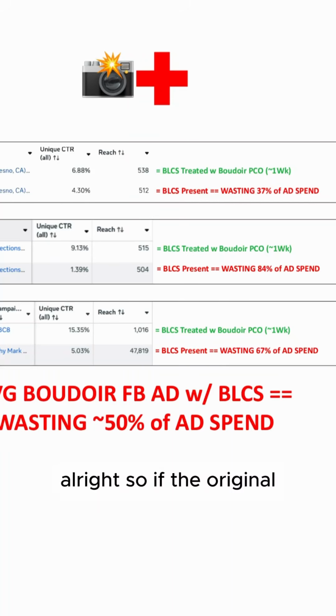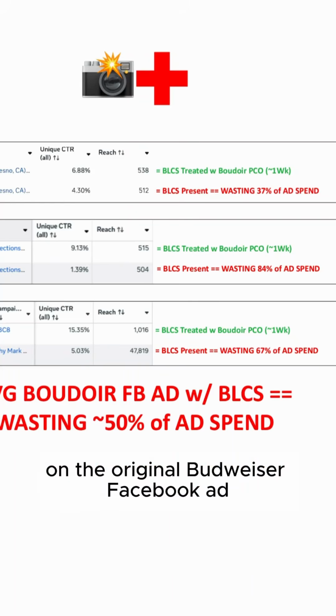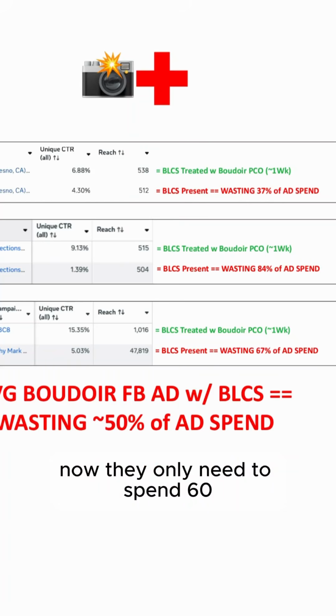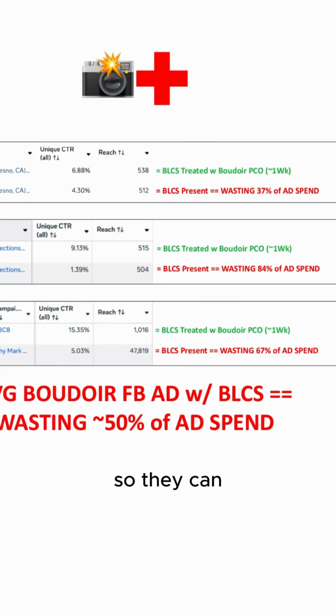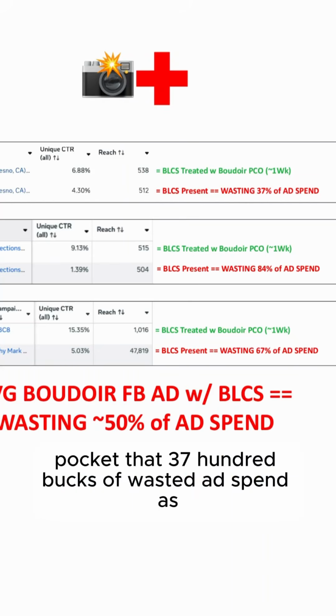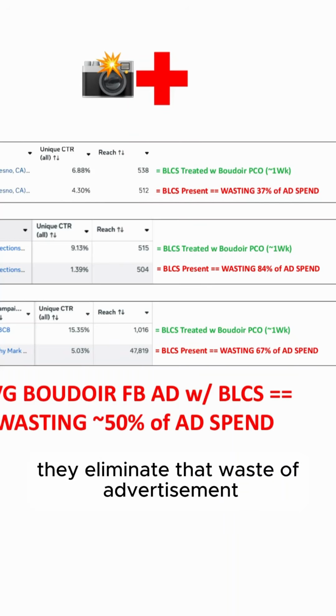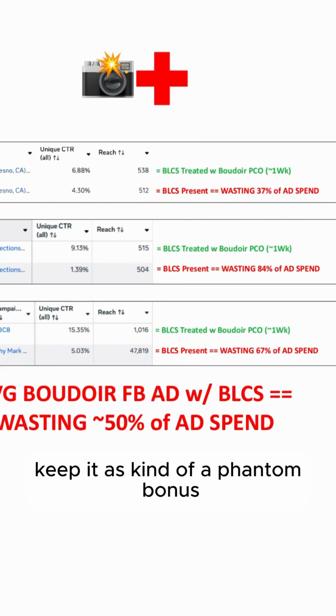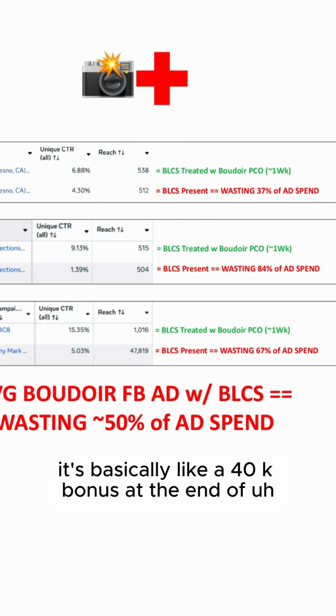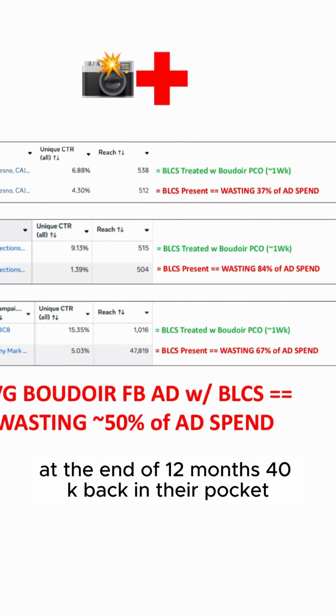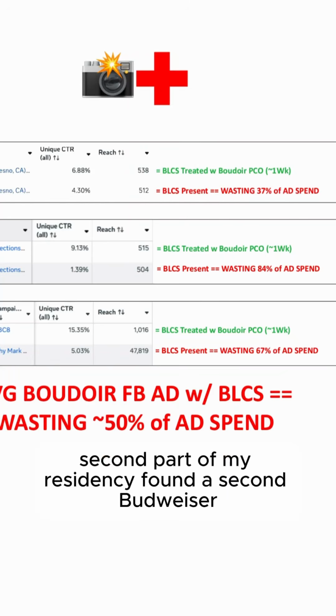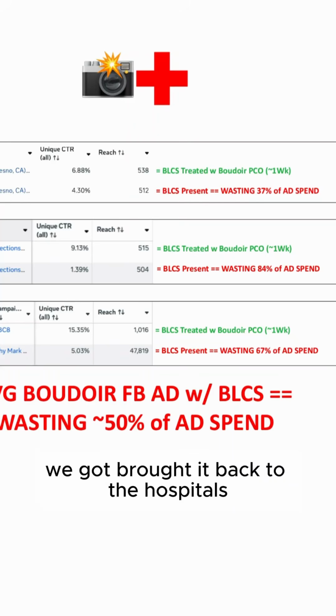So if they're spending 10 grand a month on the original Boudoir Facebook ad, now they only need to spend $6,300 a month on the Boudoir Pico treated Facebook ad. So they can pocket that $3,700 of wasted ad spend. They eliminate that wasted ad spend and keep it as kind of a phantom bonus. It's basically like a 40K bonus at the end of 12 months, 40K back in their pocket.